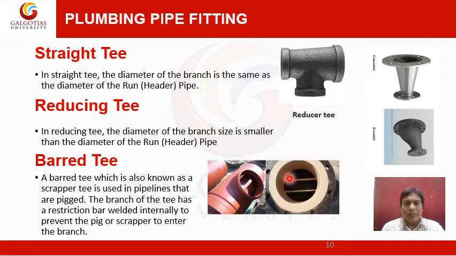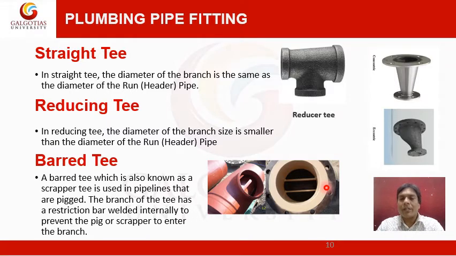So there are three kinds of tees: straight tee, reducing tee, and bar tee. All the tees are used in plumbing as per the requirement. Where a pressure difference is required, we use the reducing tee. Where a pressure difference is not required, and only a change in the movement of flow is required, we use the straight tee.